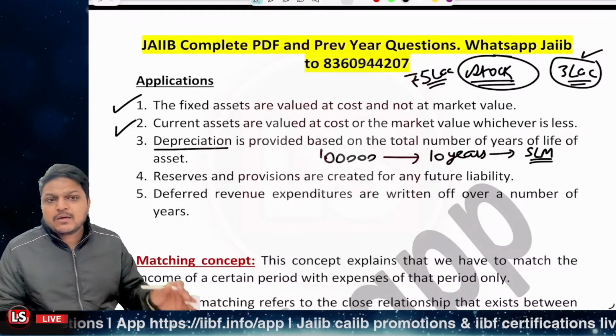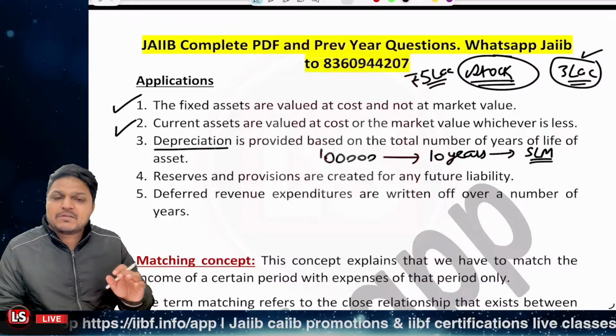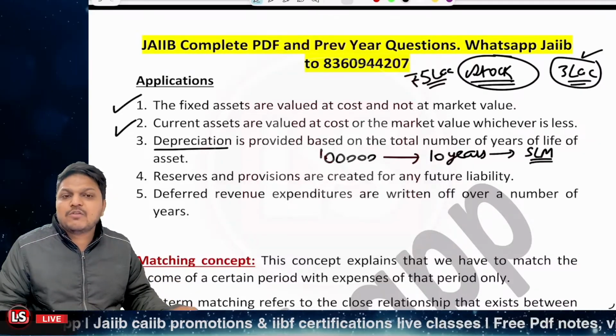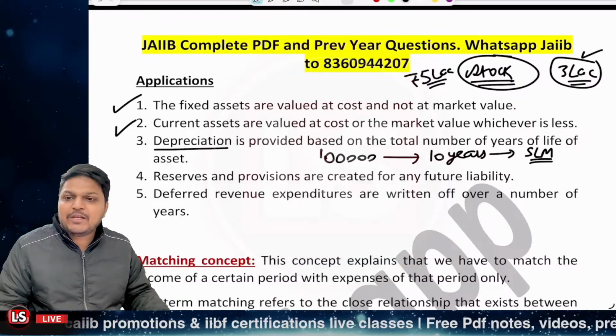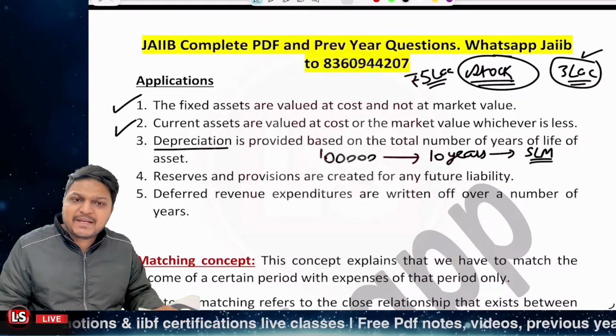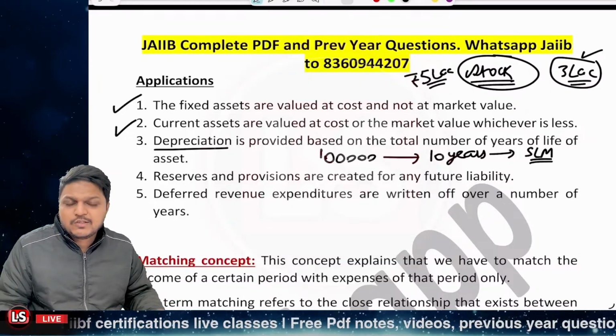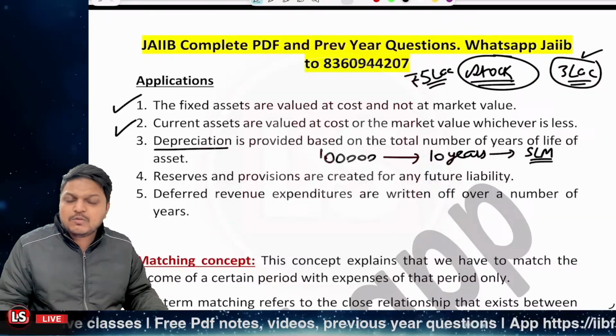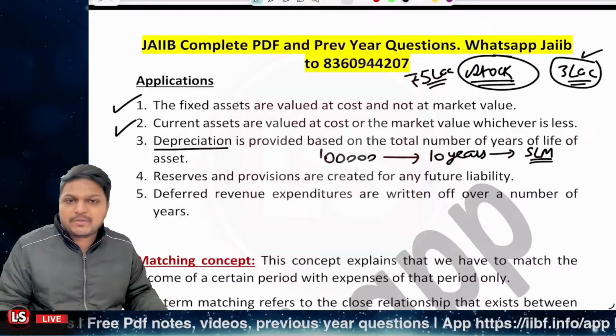Now you'll be booking rupees 10,000 of depreciation every single year if there is no residual value, no scrap value. If you're not going to get any single penny at the end of 10 years, you'll be considering rupees 10,000 as depreciation for each and every year. You'll be booking it as a charge.